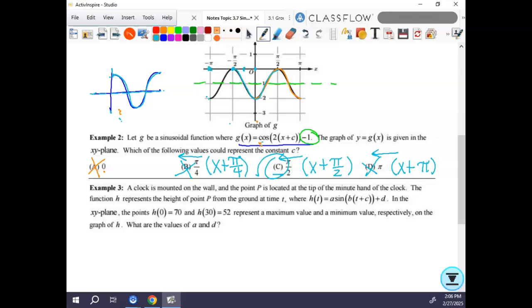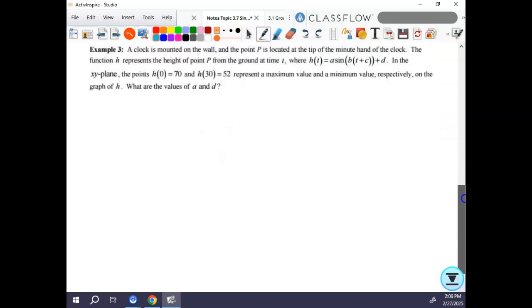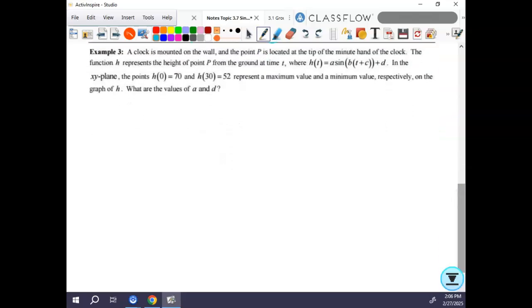All right. Here's another clock question, but it is a different clock question. All right, so a clock is mounted on the wall, and the point P is located at the tip of the minute hand of the clock. All right, so I'm going to draw myself a clock here. So here's my clock, and it says point P is located at the tip of the minute hand. Okay. This is point P, and then P is going to rotate around like that. Pretend like that's the middle. It's okay. Good enough.